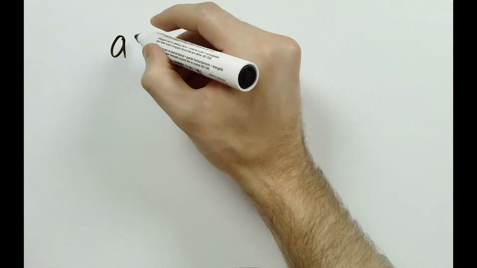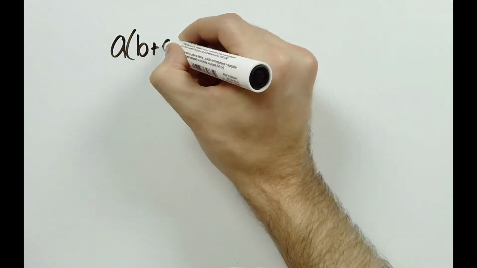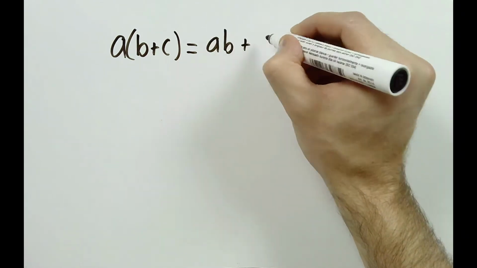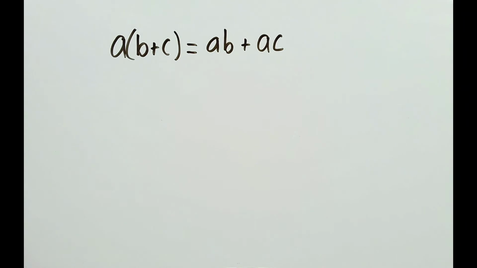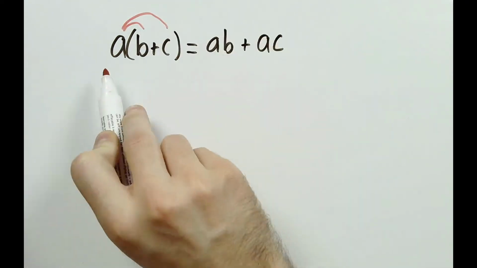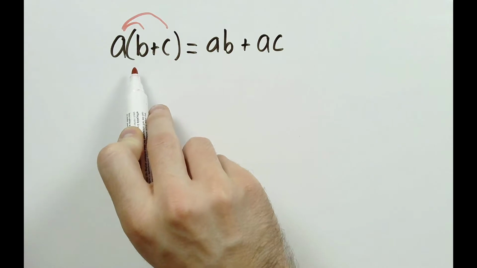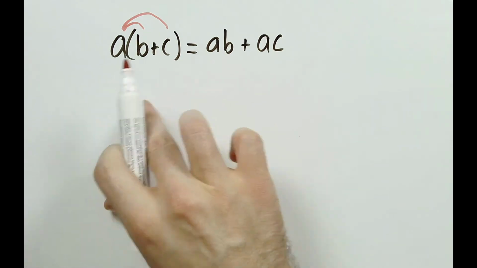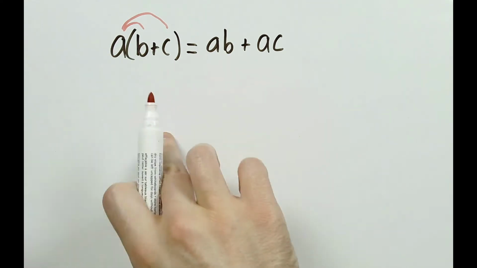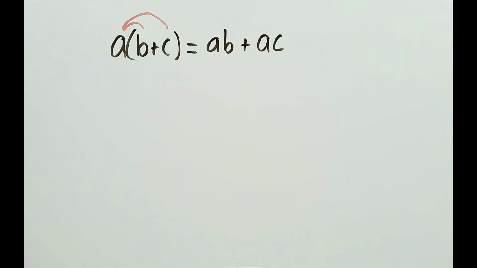It can be represented in the following way. a outside of (b + c) is ab + ac. And if you're wondering how we get to this, it's achieved by multiplying the value outside the brackets, a, with each of the terms within the bracket. That's why it's called the distributive law, because the value outside the brackets is distributed across all the values within the brackets. Let's have a look at a couple of basic examples of how this can be applied.